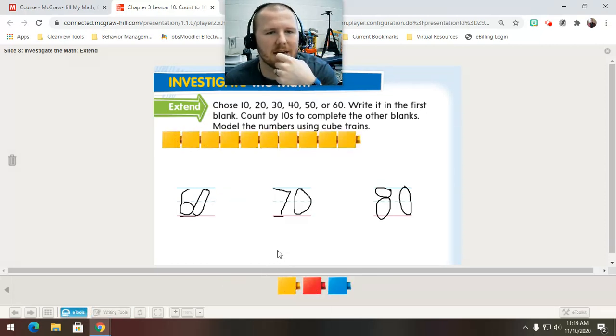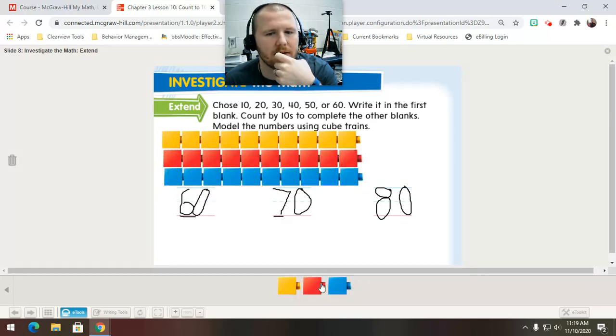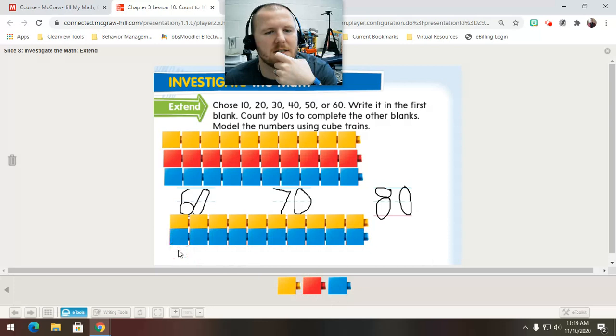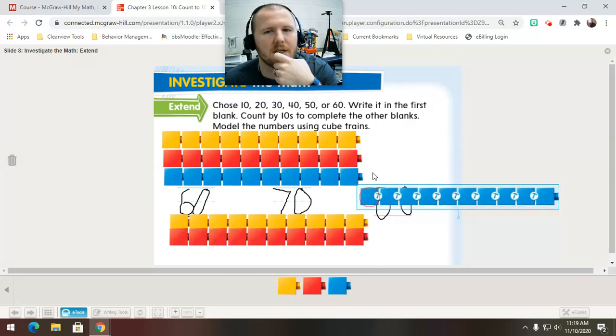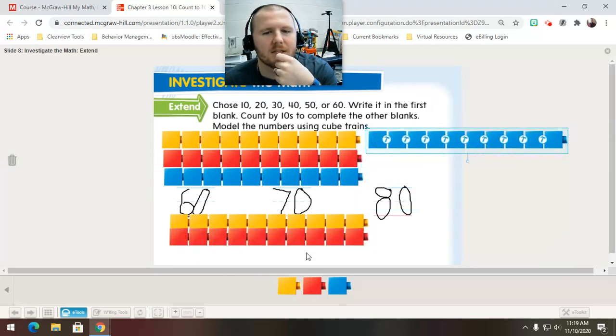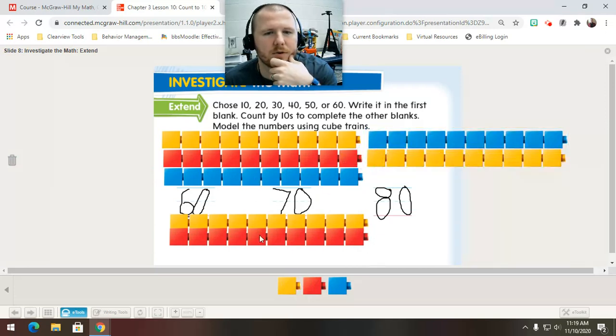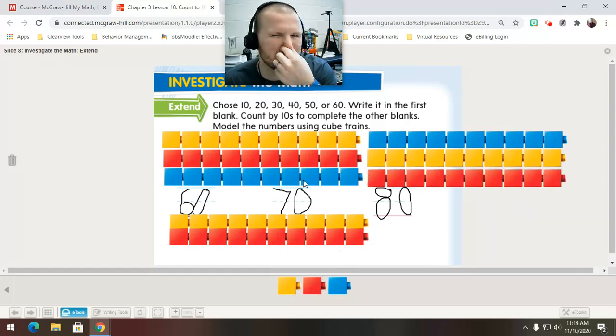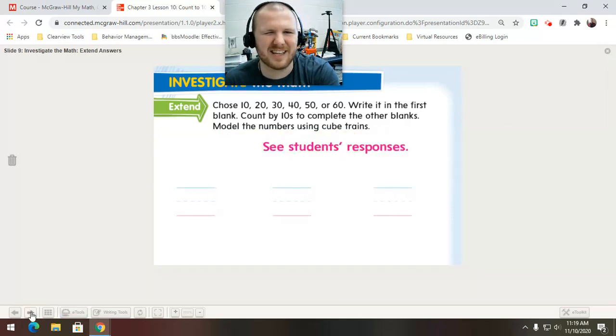So 10, 20, 30, 40. I don't want that one. 50, 60. Uh-oh. That didn't work. 60. Okay, so then if we add another group, 1, 2, 3, 4, 5, 6, 7 groups of 10, that's 70. And then if we add another one, that's 8 groups of 10, 80. There we go. See, aren't you getting the hang of this?